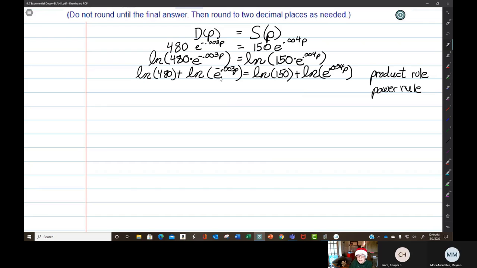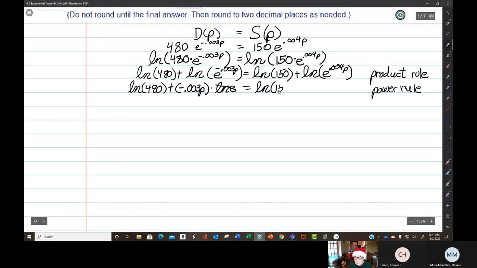We have E raised to a power here and E raised to a power here, so that's where I'm going to use the power rule. I will have ln of 480 plus negative 0.003P times the ln of E, which is 1. And we're going to have the ln of 150 plus 0.004P times the ln of E. Are you ready? It's 1, by gum, by golly.